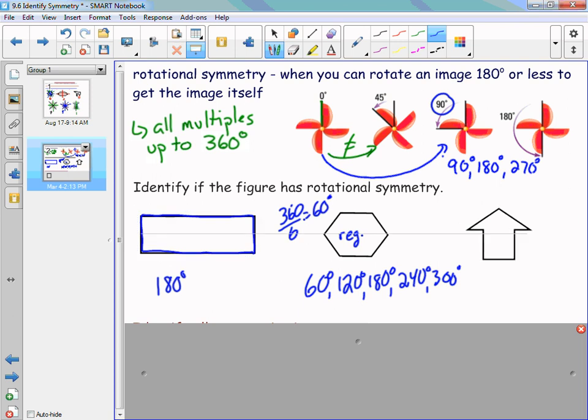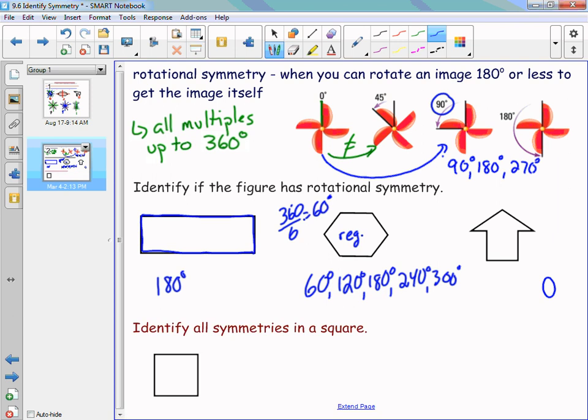Here with the arrow. The only time this arrow is going to be pointing up is if I go right back to start. So this one has 0 rotational symmetry. Now, if it had the arrow on the other side, something like that, where it was equal on both sides, you could have 180 rotational symmetry, but this one doesn't, so it doesn't have the rotational symmetry.